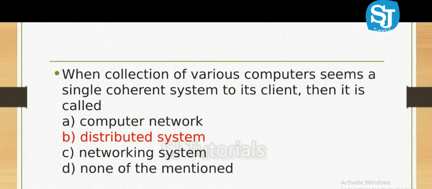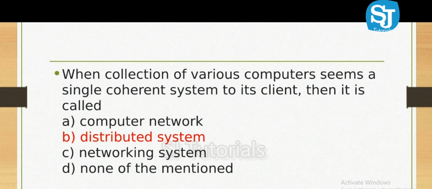Then the next question: when a collection of various computers seems to be a single coherent system to its client, it is called a dash. It is a collection of various computers, but it seems to be a single system. A, computer network; B, distributed network; C, networking system; D, none of the mentioned.